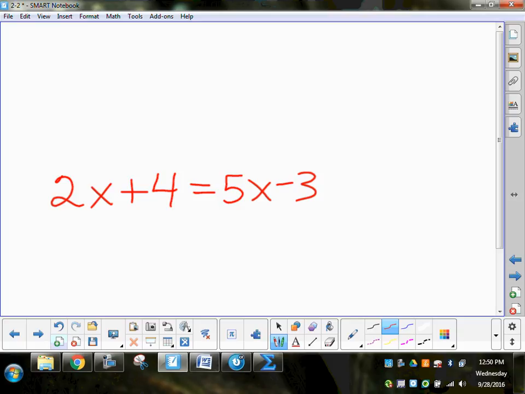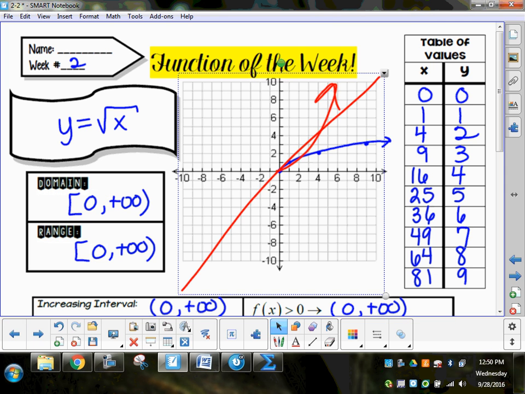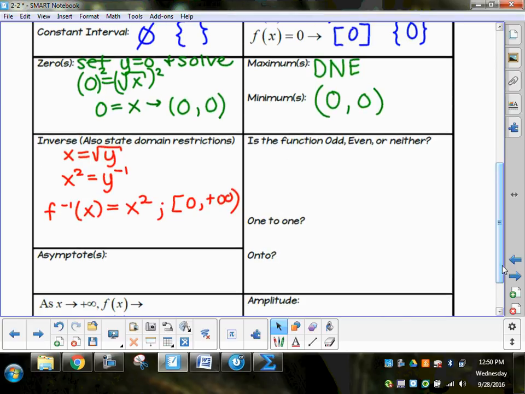Now, we got through our inverse, we restricted down the domain. I'm going to get rid of this and this. That would be the inverse of it. We didn't do odd, even, or neither yet. Is the function 1 to 1? So look at the original function. And with that, Jared, is that going to be 1 to 1?